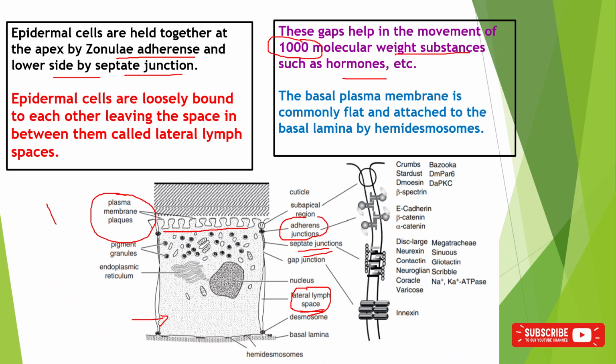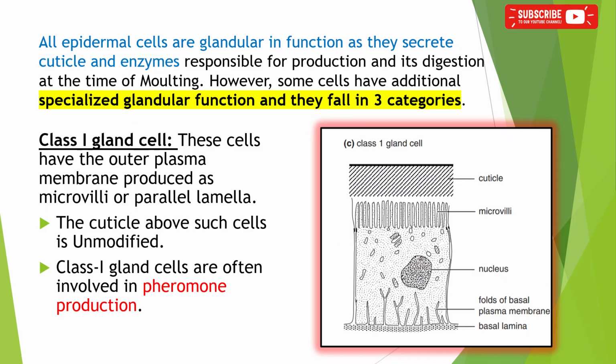The apical plasma membrane forms plaque-like structures, but the basal part of the plasma membrane is commonly flat and is attached to the basal lamina or basement membrane through hemidesmosomes. All the epidermal cells are, in one way or another, glandular in function, because they secrete the cuticle and also secrete the enzymes mainly responsible for the digestion as well as absorption of the cuticle at the time of molting, as molting gel or molting fluid.